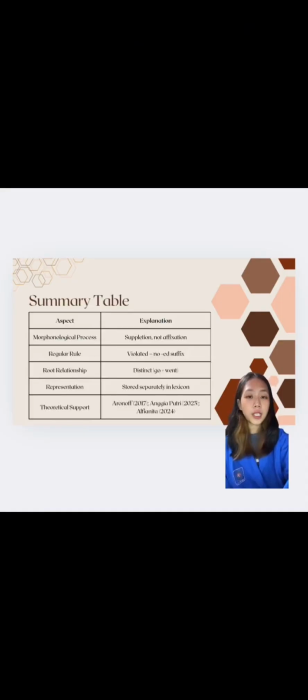Okay, for the next slide, as you can see, B. Structuralist and Generative Morphology by Anggia Putri and Alfianita. You can read more by yourself, guys. And then this is a summary table, and you can see the examples in this table too.